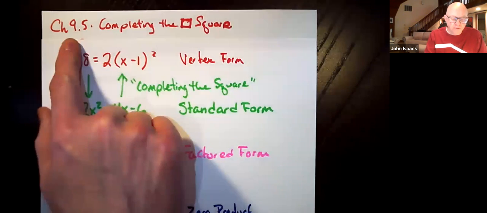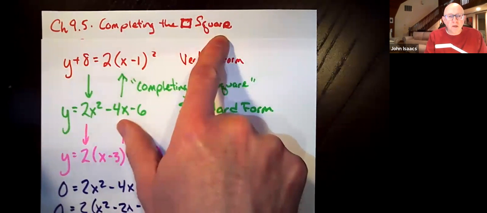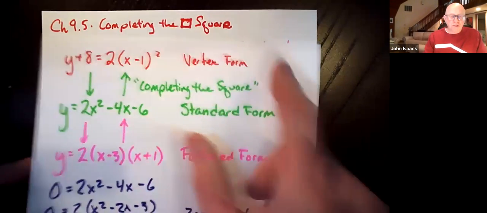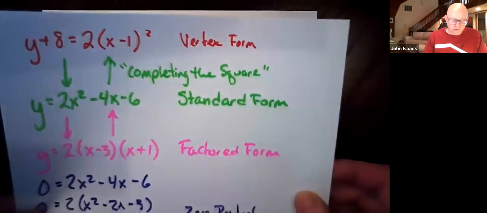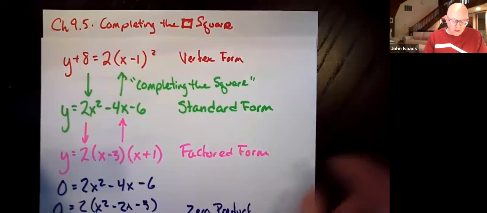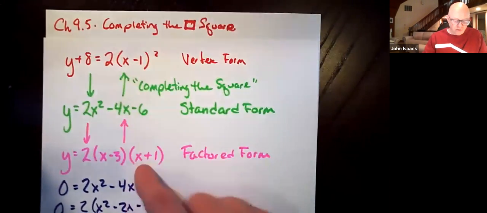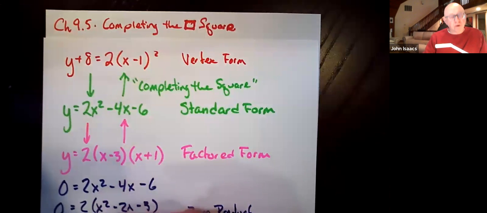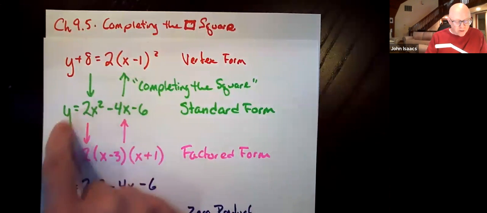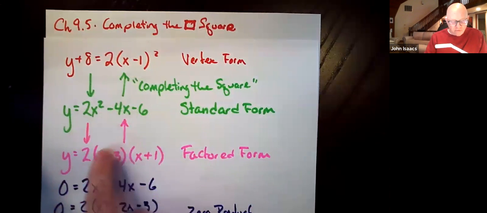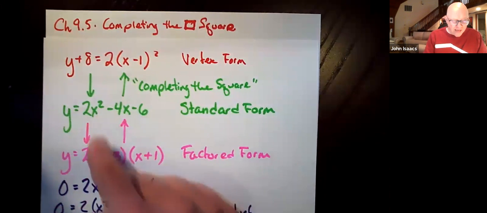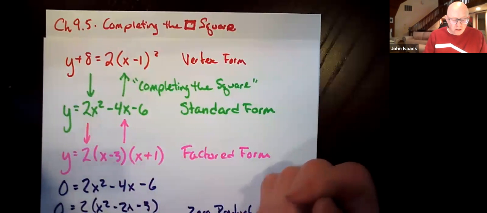So chapter 9.5, completing the square. Now, why would we do this? This is a sheet from a previous video. We talked about moving between these three forms: standard form, vertex form, and factored form. Chapter 8 was all about changing between standard form and factored form. And I keep saying that that is a huge, huge skill.